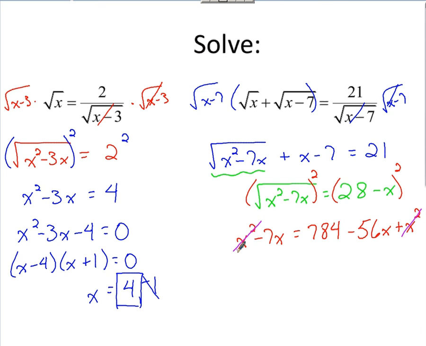Meaning I can take this 56, I can add that over to that negative 7. I've got 49x then equals 784. Oh, tell me that 49 goes into 784 evenly. Does it work or not? What do we get if you take 784 divided by 49? 16. Oh, that's awesome. All right, so x equals 16. The question still is, does it work when you plug back into the original equation? It appears that it will on this one, right?